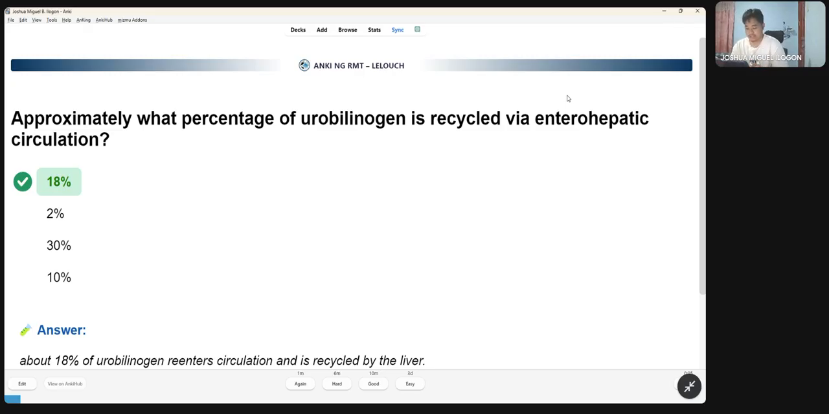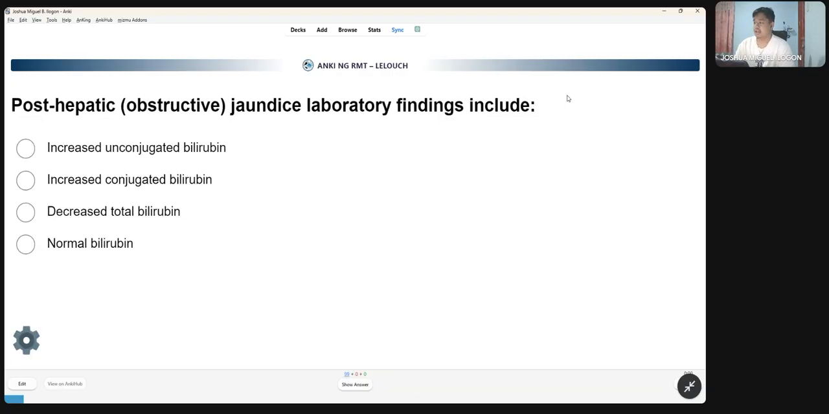So 18% and 2% urine, 80% feces. Okay, 80% feces, 2% urine, 18% recycled. So recycled in the enterohepatic circulation. I got it.